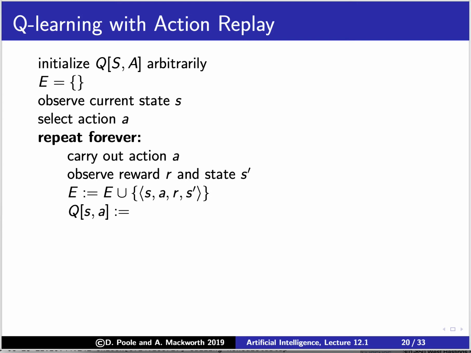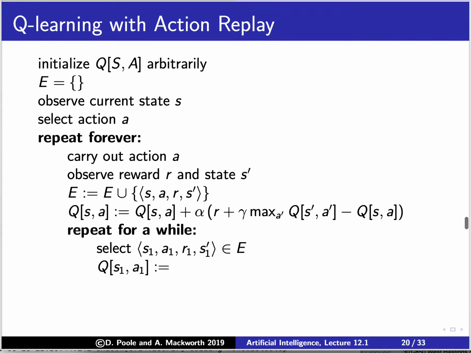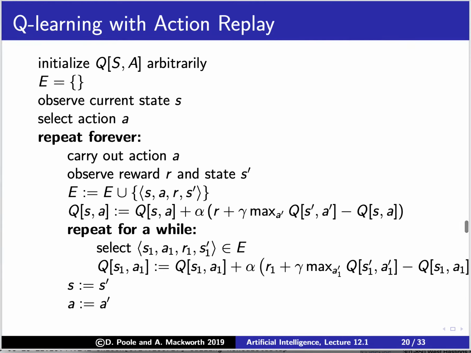Then we update Q of S, A as before. And then we repeat from the experience replay, updating Q again for elements of the previous experiences. What this does is twofold. It lets us mix in more random sampling from experiences, instead of always optimizing for the last experiences we've had.